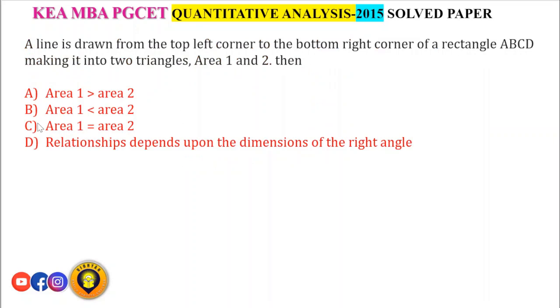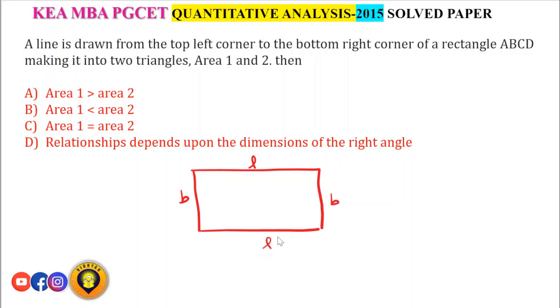A line is drawn from the top left corner to the bottom right corner of a rectangle ABCD, making it into two triangles, area 1 and 2. So there is a rectangle. Let us take this as L and this as B, length and breadth.